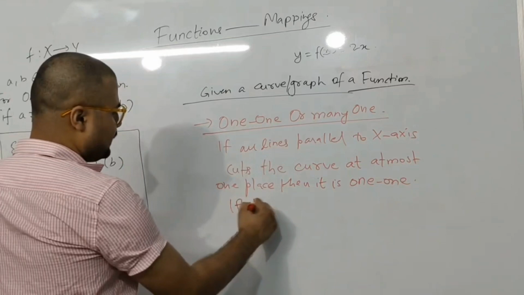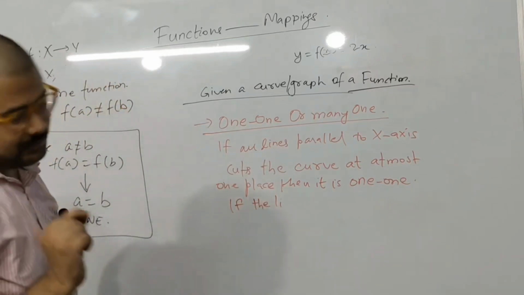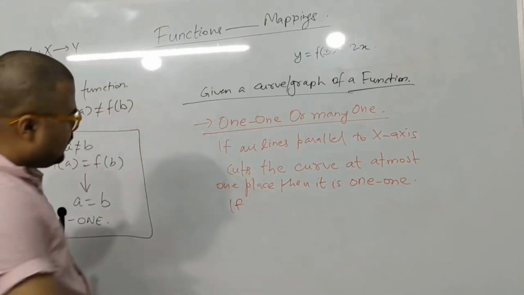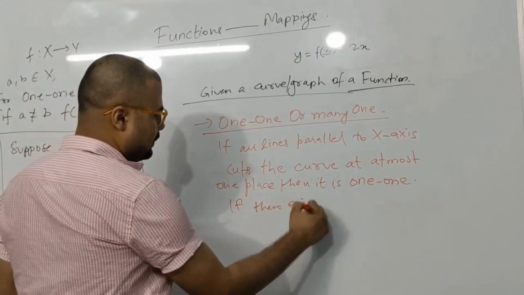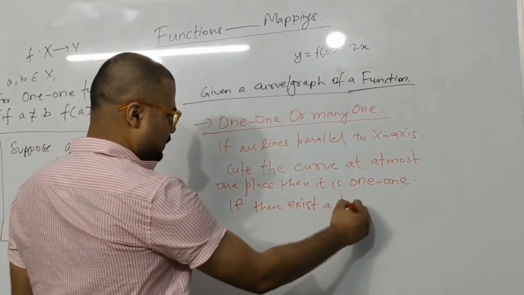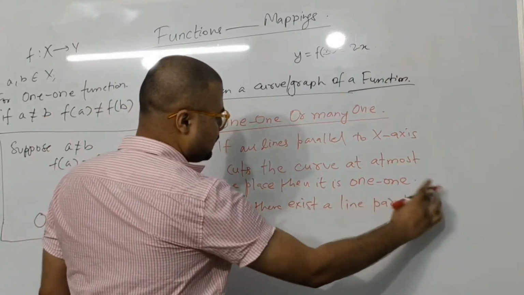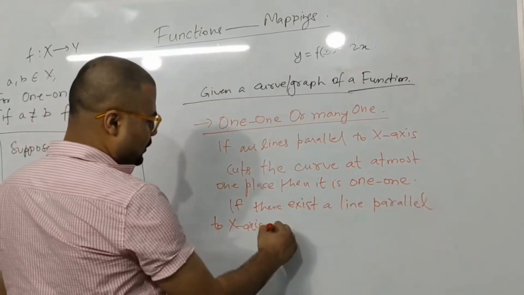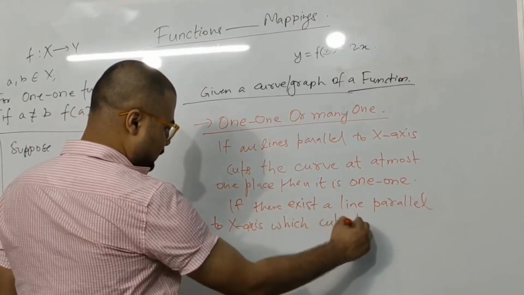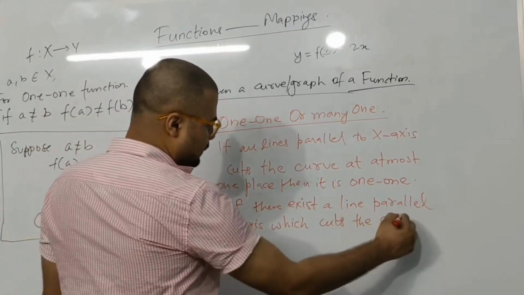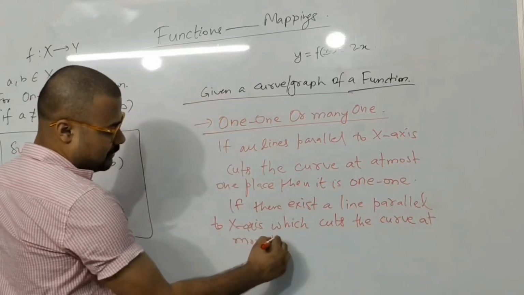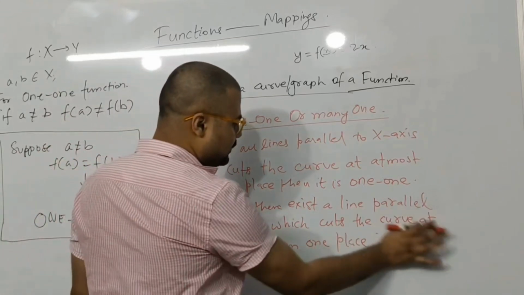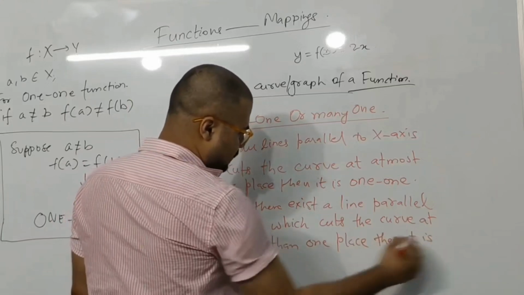Now, if there exists a line parallel to the x-axis which cuts the curve at more than one place, then it is many one.